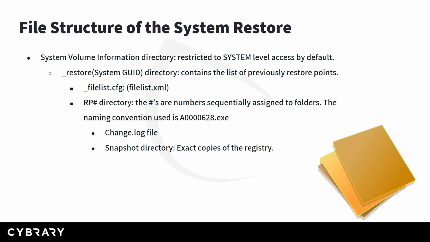A log of these files and their original names and location from which they were copied are kept in a change.log file in this directory as well. The snapshot directory is a subfolder in the RP directory. Here you will find exact copies of the registry at the time of the restore point creation.